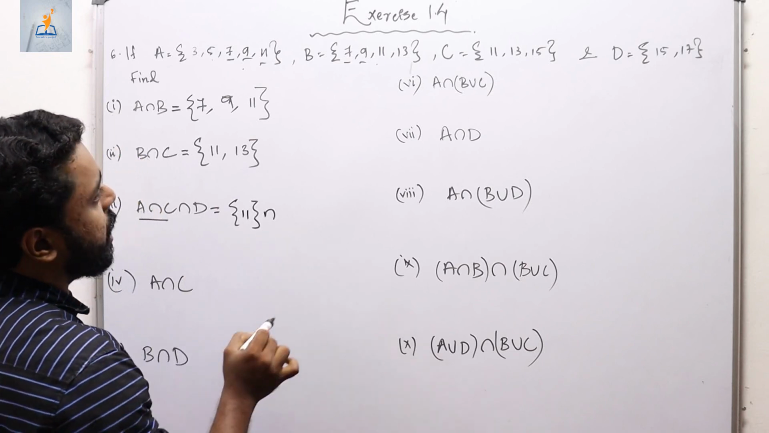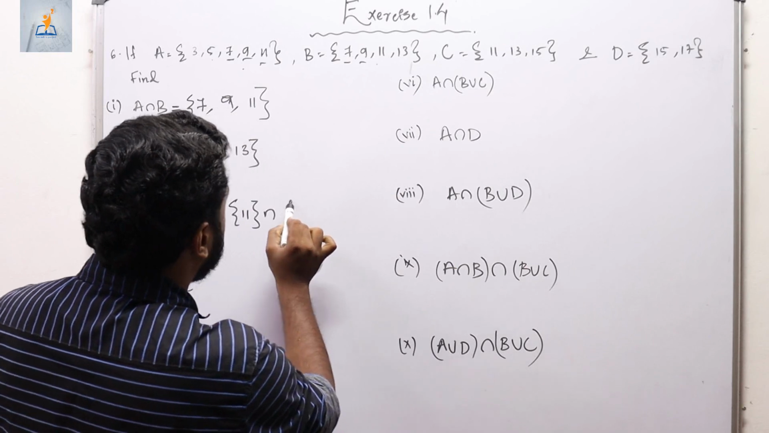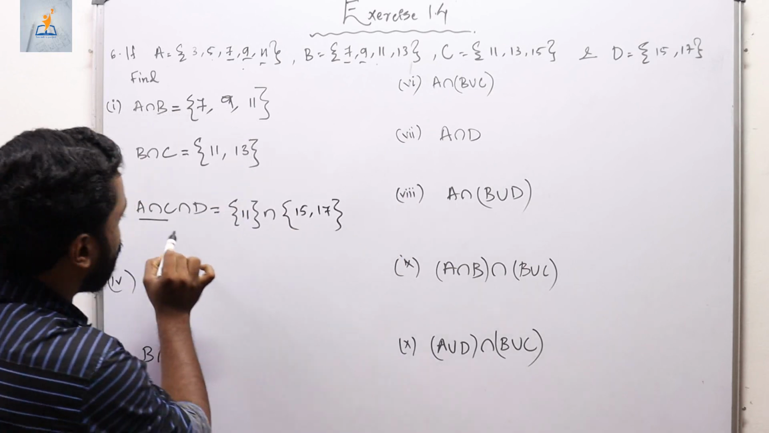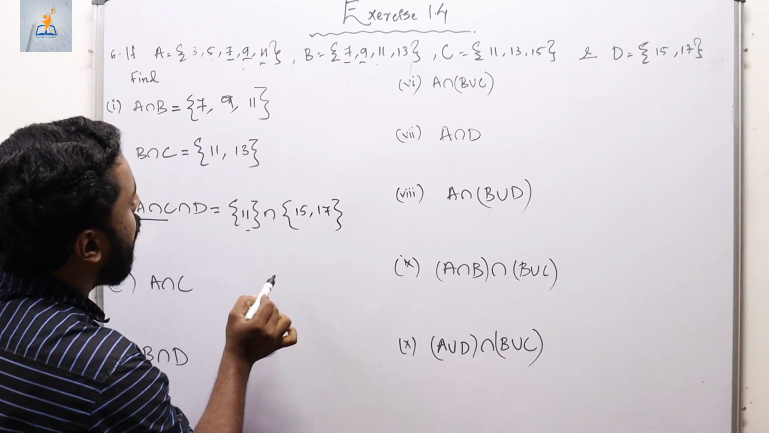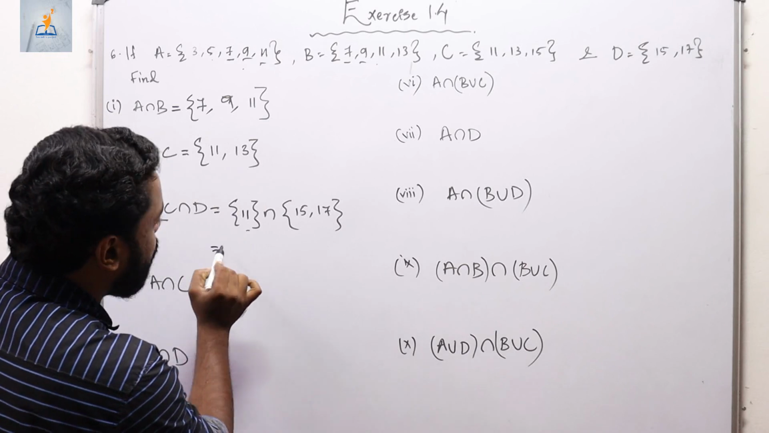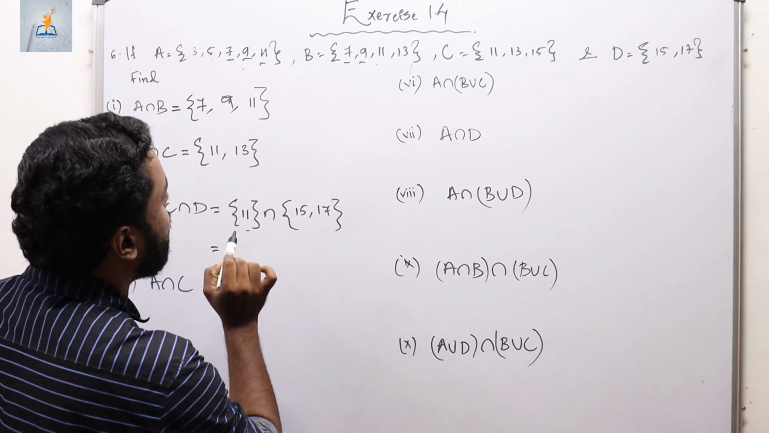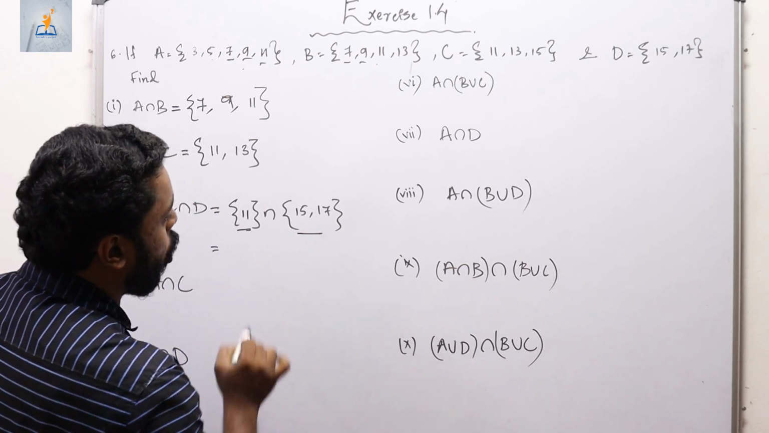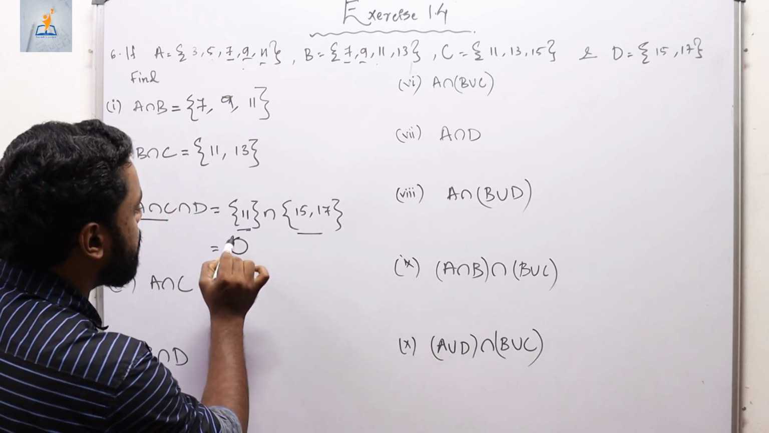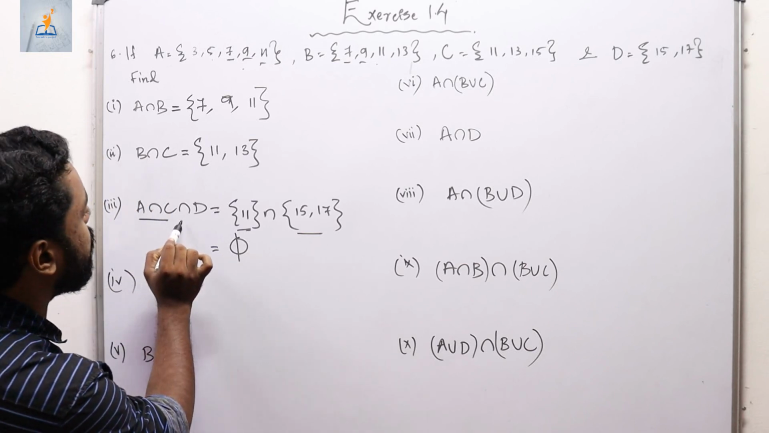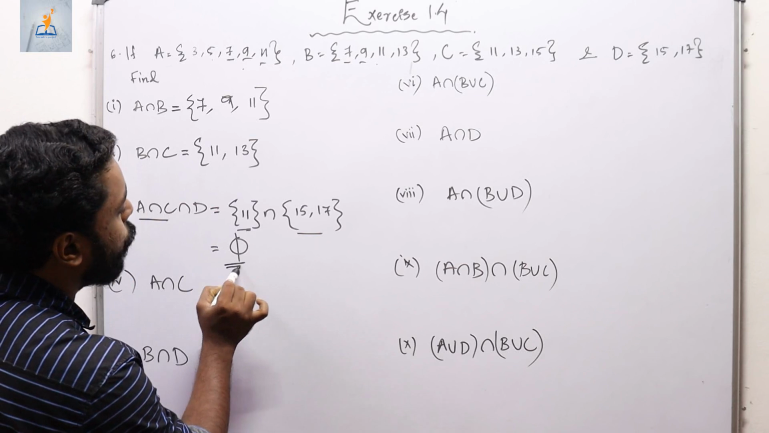Intersection D. What is D? We know that D is nothing but {15, 17}. So we found A intersection C, and then we are going to take the intersection with D. Now we can see that there is no element common to both these sets, isn't it? There is no element common to these two sets, so the intersection of these two sets will be the null set. Therefore A intersection C intersection D will be the null set.